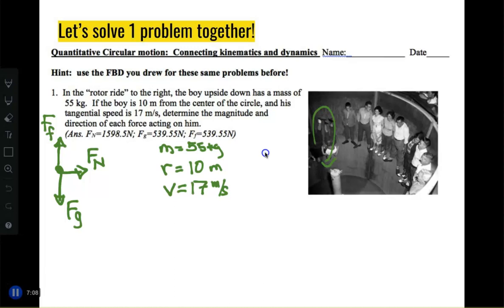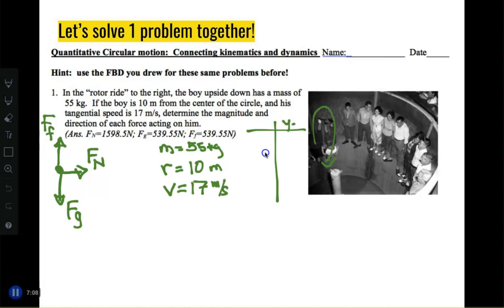And so we can start out with that force that's generally, I think, a pretty useful starting place, and that is force gravity. But before I do that, I'm going to set up a little sum of the forces table just to help me keep track of what's happening. So I've got two different directions here. I've got the up-down direction, and so I'm going to call that the y direction.